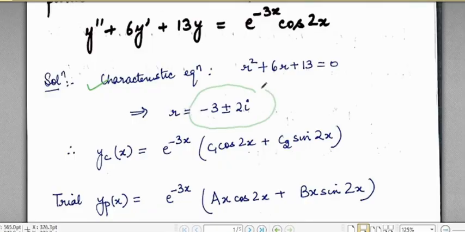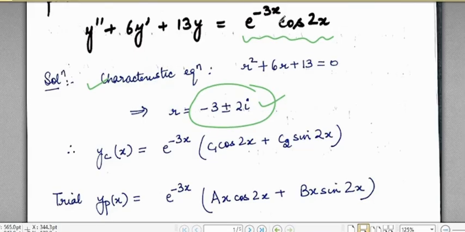Now to set up the trial YP, we must know whether it's a simple situation or a special case. Since minus 3 plus minus 2 iota is a pair of complex roots, it has something to do with the right hand side, because this complex pair corresponds to a term of the type e to power minus 3x cos 2x and a term of the type e to power minus 3x sin 2x, and one of these terms is appearing on the right hand side. So this is not a simple case, it's a special case, and the pair of complex roots has multiplicity 1.